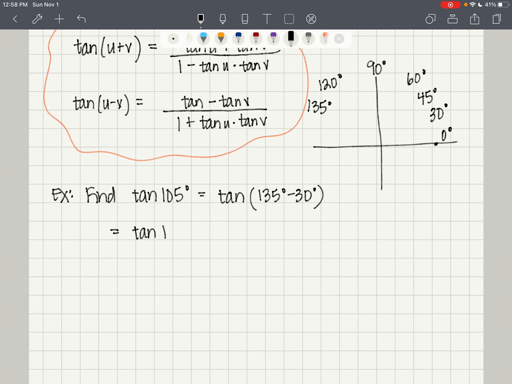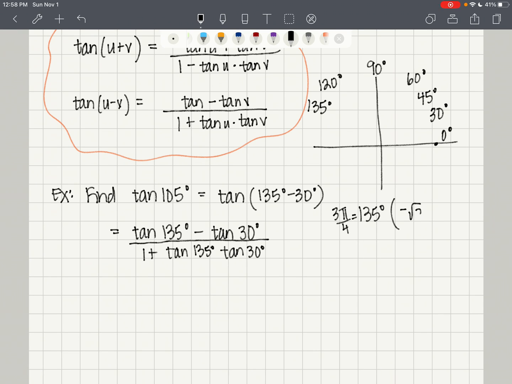So we get the tangent of 135 degrees minus the tangent of 30 degrees, all over 1 plus the tangent of 135 degrees times the tangent of 30 degrees. 135 degrees is 3 pi over 4. Its ordered pair is going to be negative square root of 2 over 2, positive square root of 2 over 2. And 30 degrees is pi over 6. It's the square root of 3 over 2, comma 1/2.